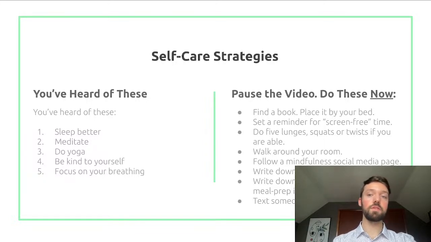Set a reminder for screen-free time so you could use your schedule and say, okay, 8:55, no more screens. Do 5 lunges, squats, or twists right now if you're able to. If you're not able to, whatever physical or mental activity you could do right now in the next like 10, 15 seconds, do it, okay? Trust me, that blood circulation, that movement, it's hard to get up and do it, but when you do it, it could just help you to sit back down and to refocus, right?